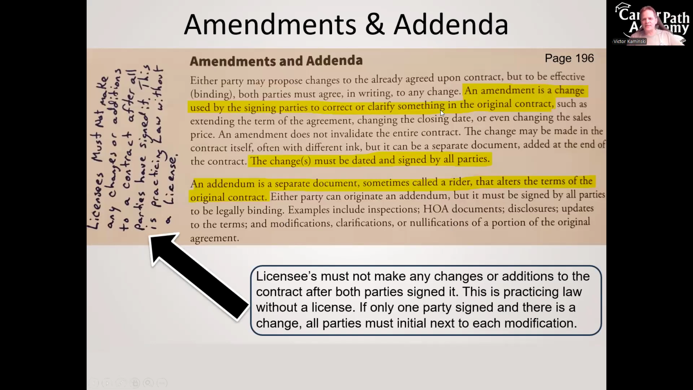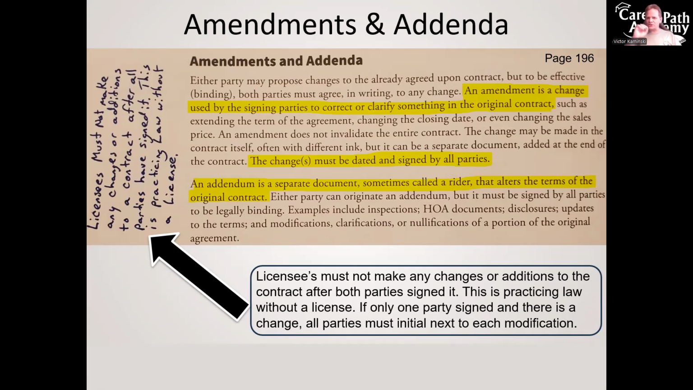So what I wrote, these highlights on page 196, and right over here, this is basically what I typed here is what I wrote here on the side. That licensees must not make any changes or additions to a contract after both parties signed it. This is practicing law without a license. If only one party signed and there is a change, all parties must initial next to each modification. It's not considered agreed upon until both parties signed it. You got to get it in writing.